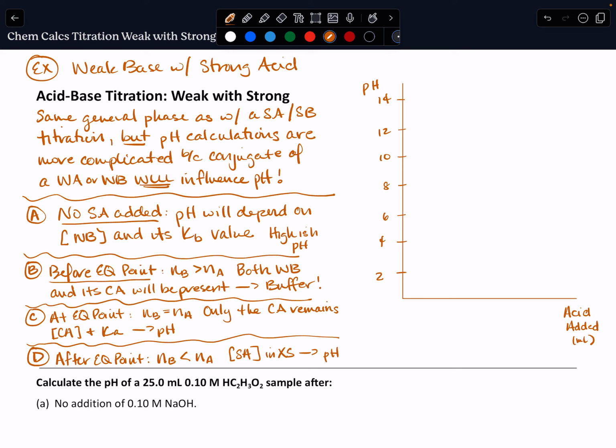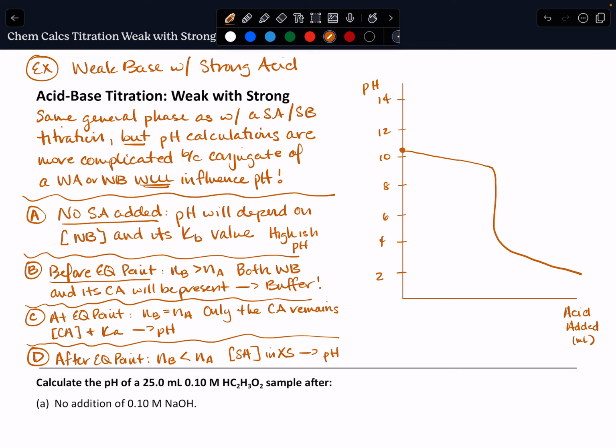This time, because I have a weak base initially, I'm going to assume the pH is right about here. It's not going to be up near 14 like I would expect for a strong base. It's going to be a little lower. But similar, I'm going to see a decrease in that pH value as I use some of it up. Then I'll see a sharp drop when I get equal amounts of moles. Oops, I'm a little low there. Let me fix that.